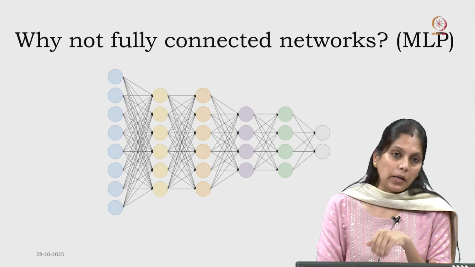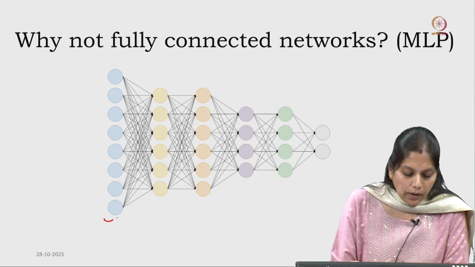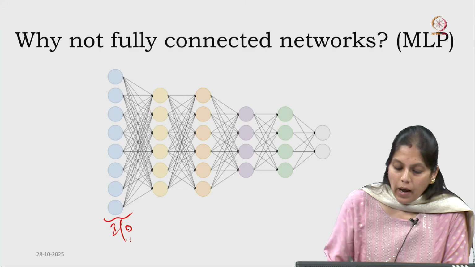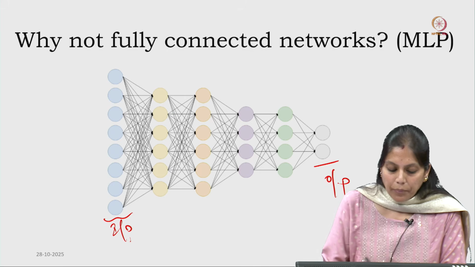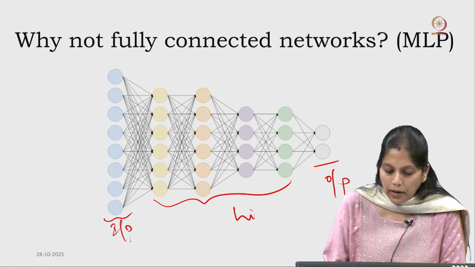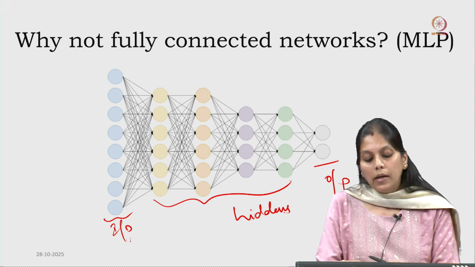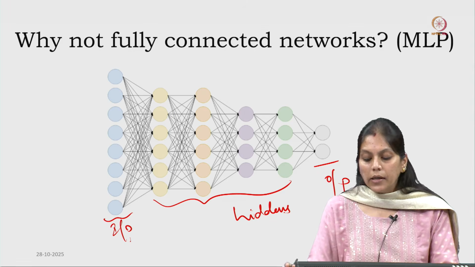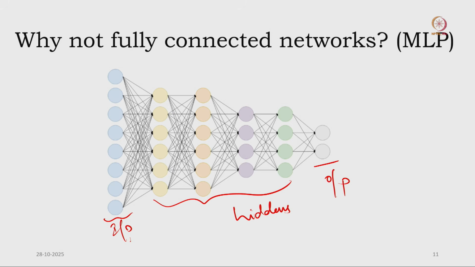If you look into this image very carefully, this we call an input, and this is an output, and in between we have a hidden layer. This is all hidden layers. So, since we have multiple layers, we call it a multi-layer perceptron, MLP.